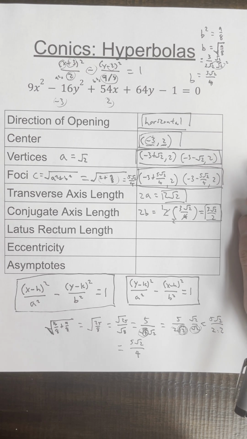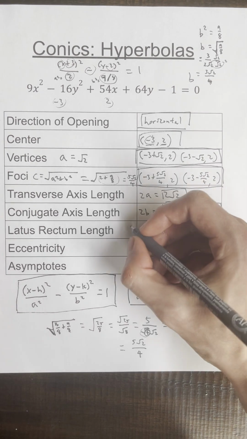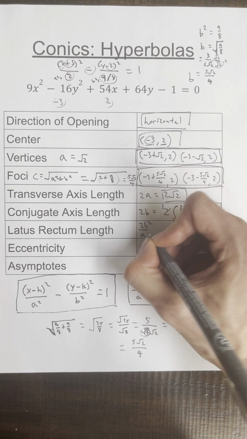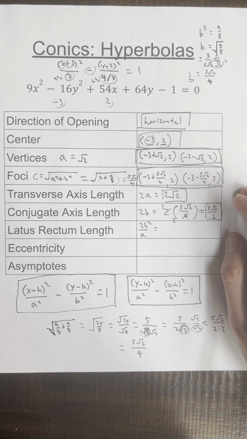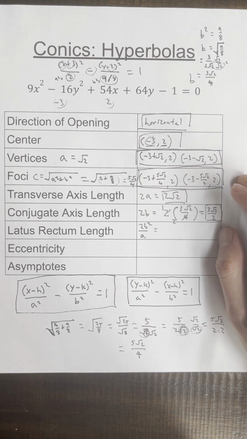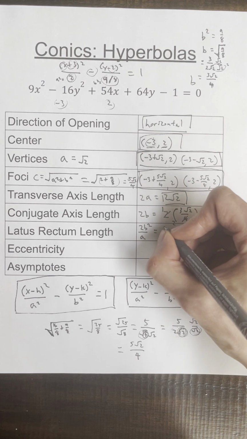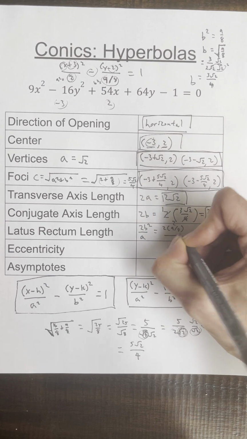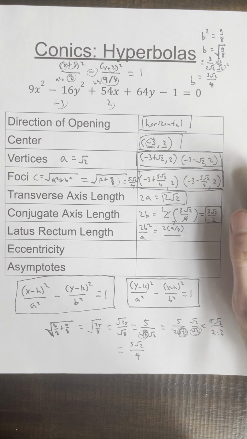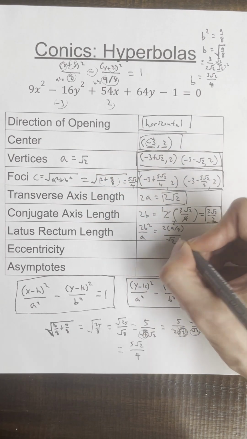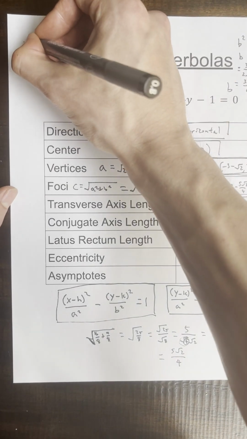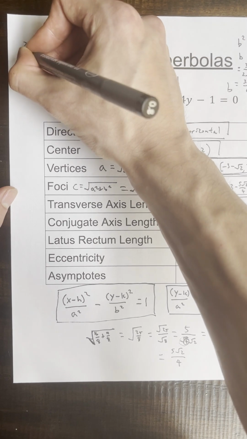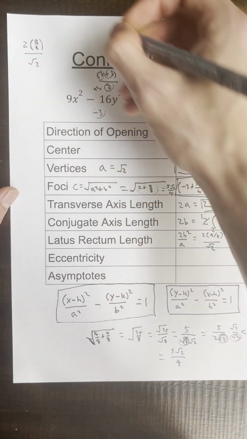What's the formula for latus rectum length again? 2b squared over a. Okay, so what's b squared? B squared was 9 over 8. So 2 times 9 over 8 over a. And a was how much? Root 2. Okay, so we need to simplify 2 times 9 over 8 over root 2.